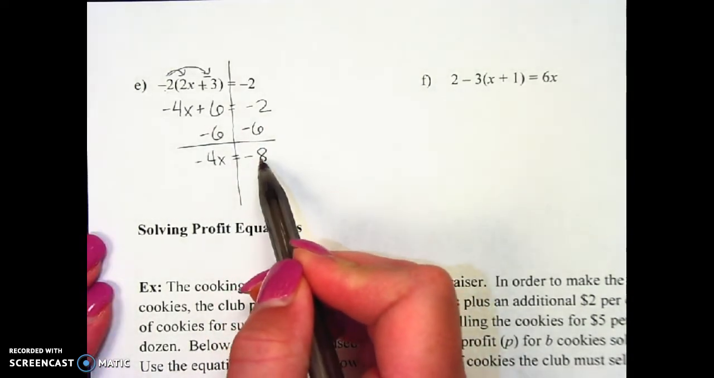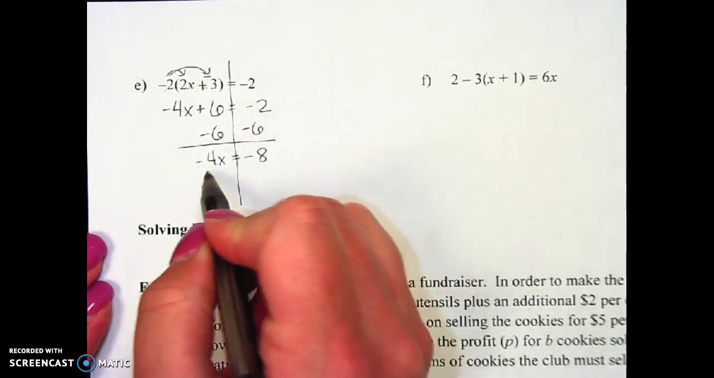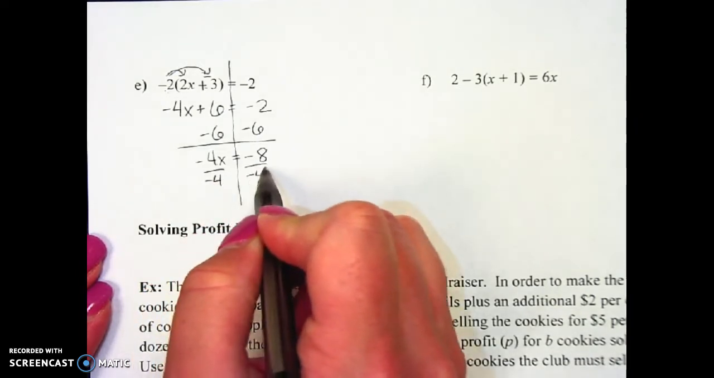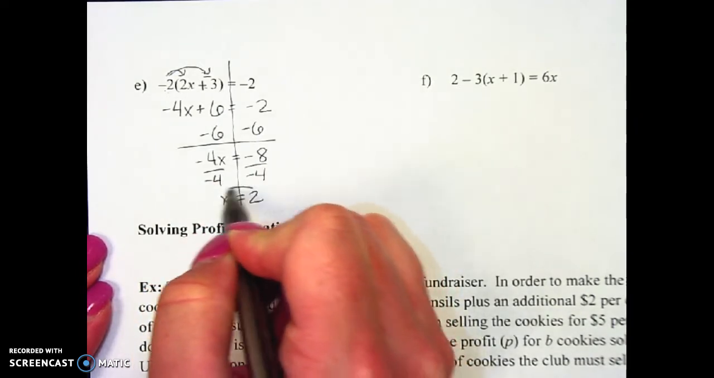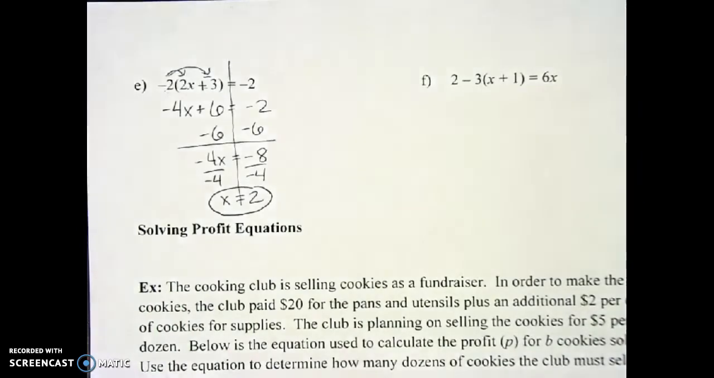Negative 4x equals negative 8. So instead of multiplying, I'm going to divide by negative 4 and get x equals positive 2. Especially with this problem on your test, I would go back and do my check step.